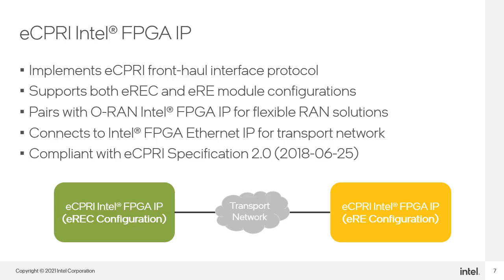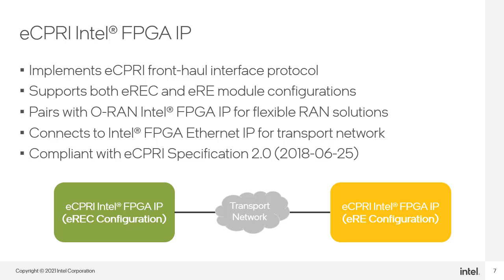To do this, the IP can support both eCPRI radio equipment control and eCPRI radio equipment, the two endpoints to an eCPRI link. Together, the eCPRI radio equipment control and eCPRI radio equipment comprise a single eCPRI node, so a system requires at least one of each. This is pictured in the block diagram at the bottom of the slide.